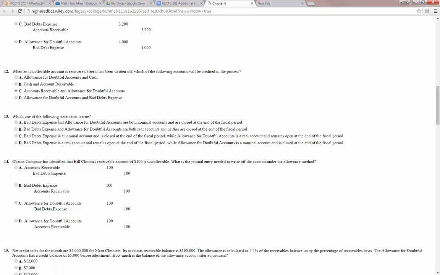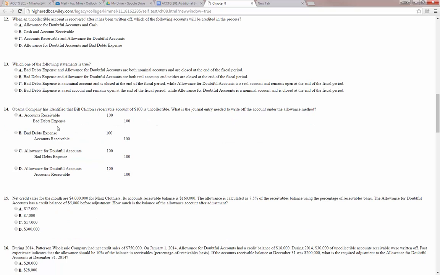Seems like somewhere in there we would have to deal with the bad debt expense too, wouldn't we? So that would be an interesting one to see how it turns out when we grade it. And if it is, we'll talk about that.